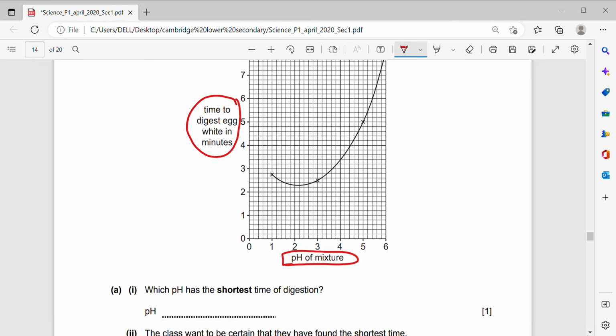Which pH has the shortest time of digestion? مين ال pH اللي خدت the shortest time؟ هنا ال shortest time. So you can write pH is equal to 2. If you write any value in the range between 2 and 2.5, it's actually correct لأن هي دي المنطقة that has the shortest time of digestion. يبقى if you write any value between 2 and 2.5, it's considered correct.